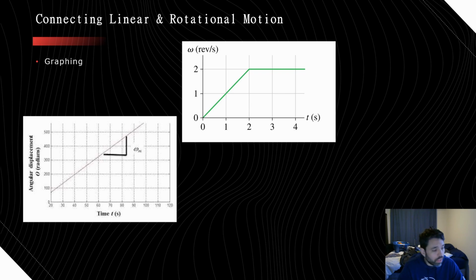All right, so everything works the exact same way with graphs. Just put the word angular in front of it. The slope of an angular velocity versus time graph is the angular acceleration, and the area under the curve is the angular displacement. Same thing is true for angular acceleration. I didn't put it on here, but if you remember, on an acceleration versus time graph, the area under the curve was the change in velocity. That same thing works for an angular acceleration versus time graph. I've never really seen one of those though, but everything works the same. You just put the word angular in front of it.